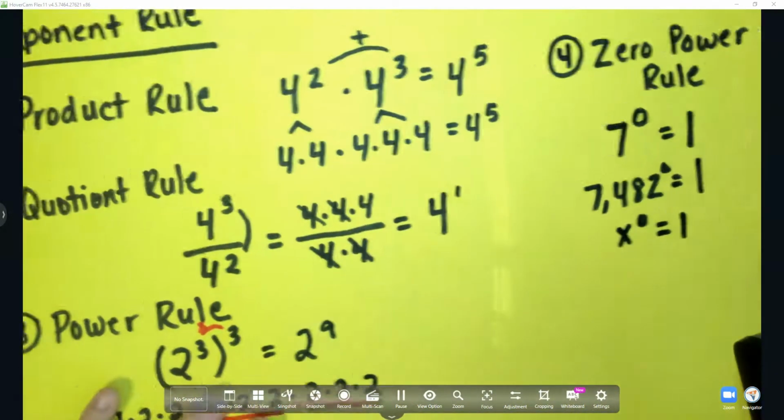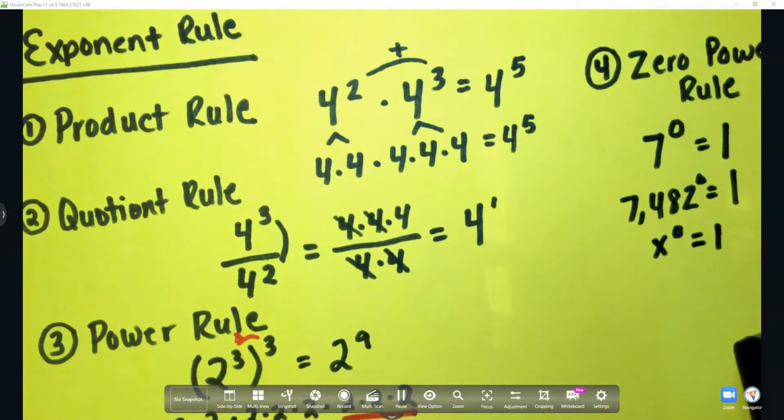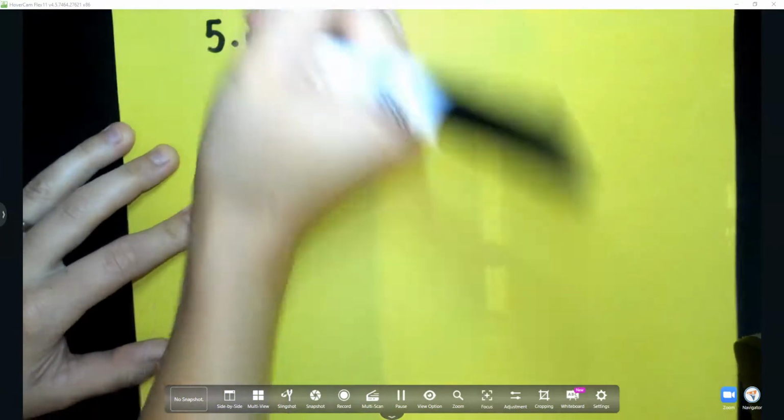So those are the 4 exponent rules that we've covered and we've practiced. Today in math class, you learned, hold on just a minute and grab another sheet of paper. Today in math class, you learned the negative exponent rule. So this is our 5th exponent rule.